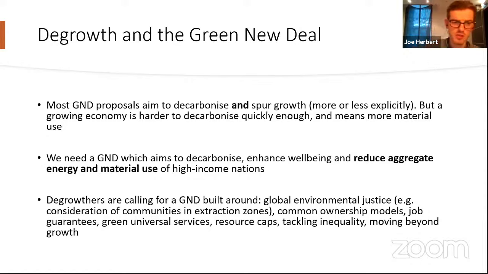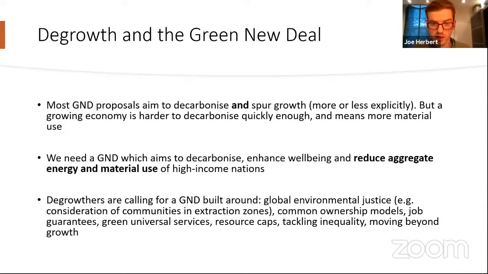And so degrowth has been calling for versions of the Green New Deal that are built around considerations like global environmental justice. So not just looking at the impacts of a Green New Deal within one country, but at its global impacts in terms of environmental justice. We need to consider communities in the parts of the world where the materials to build these renewable energy technologies will be extracted. Areas of the global south, for example, and the impacts that this is going to have in those areas.